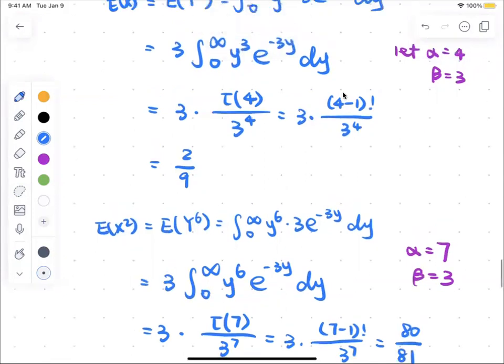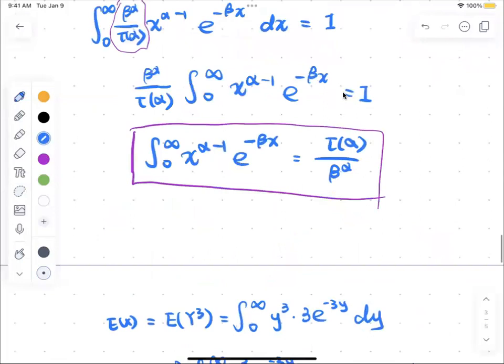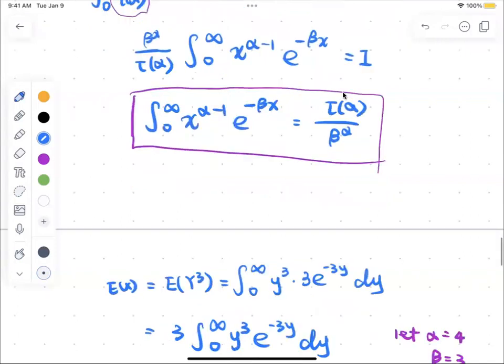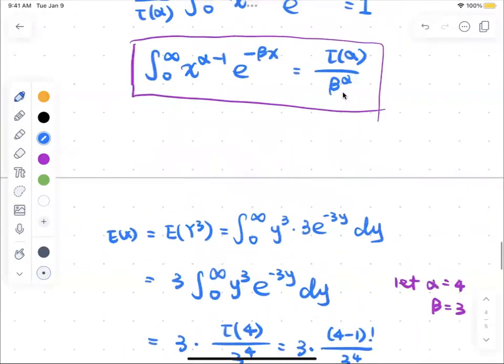And that's all for the integration shortcut. Definitely keep this in mind. It's very important. With this shortcut, we don't have to take the derivative 6 times. We don't have to do integration by parts 6 times. We just need to plug it into some kind of formula.